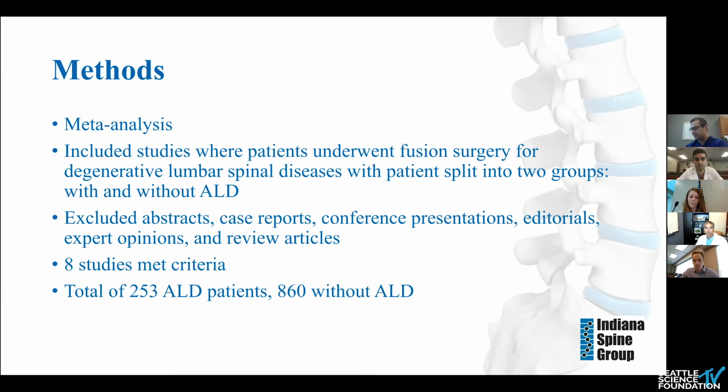For this meta-analysis, they did a search of 6 e-databases and included studies where patients underwent fusion surgery for degenerative lumbar spinal diseases, with patients split into 2 groups, those who developed adjacent level disease and those who did not. They excluded abstracts, case reports, conference presentations, editorials, expert opinions, and review articles, and ultimately the reviewers found 8 studies that met the criteria. These 8 studies encompassed a total of 253 patients who developed adjacent level disease and 860 without.